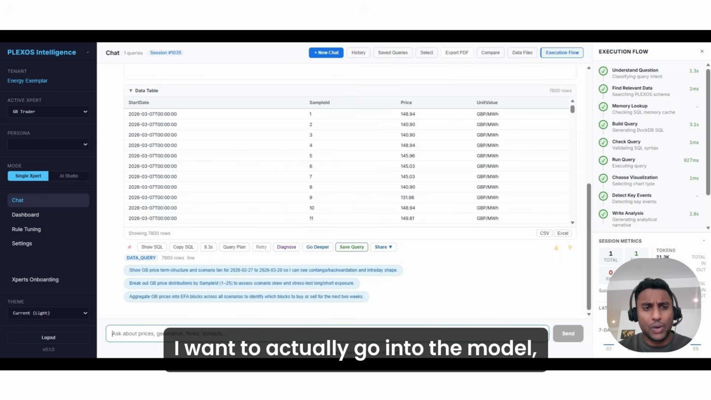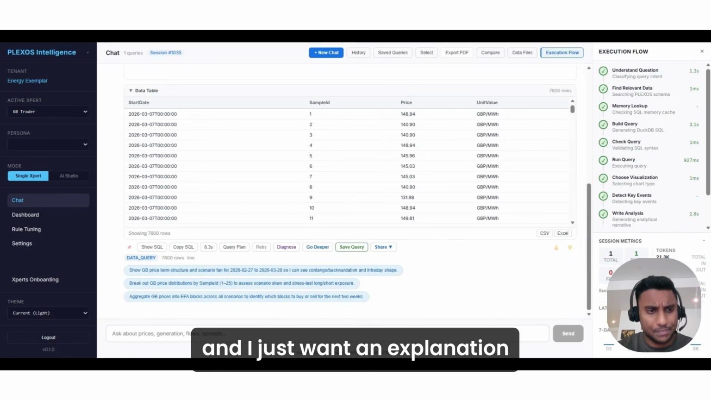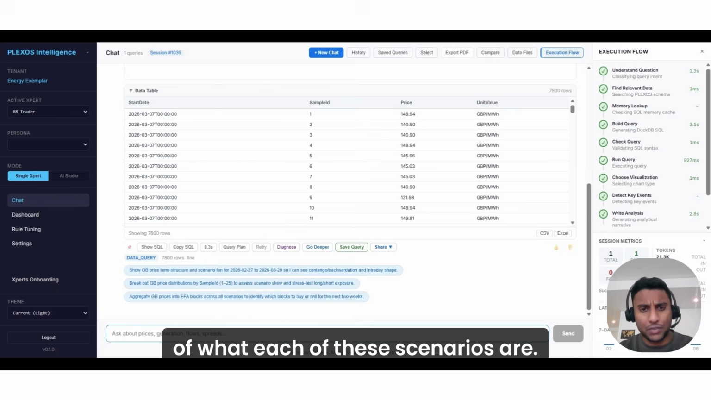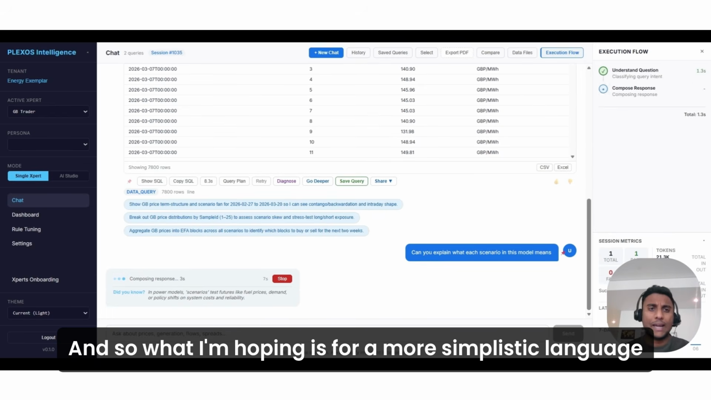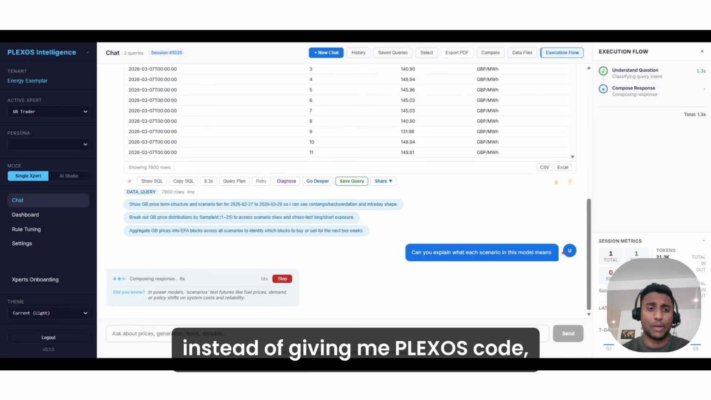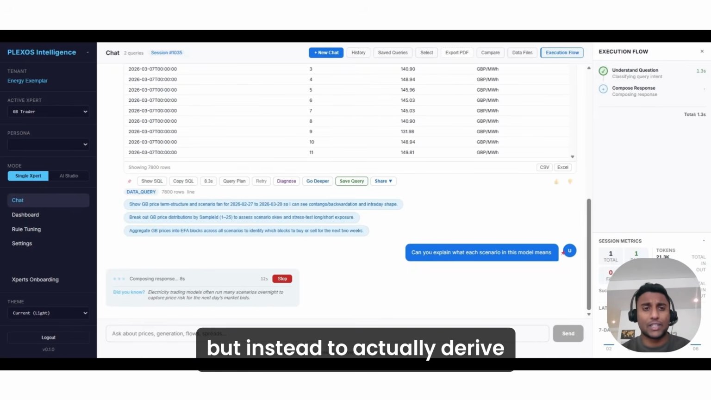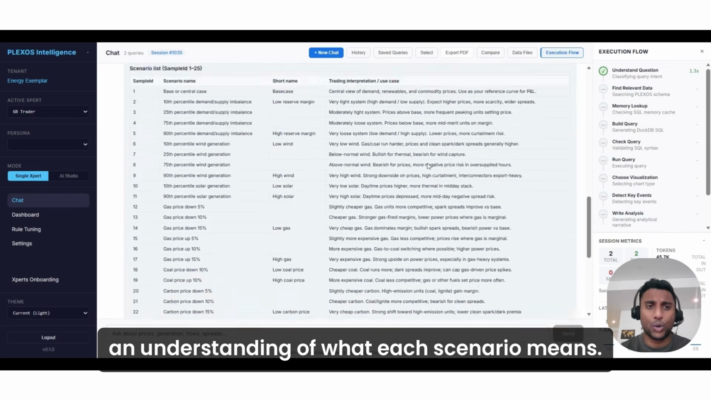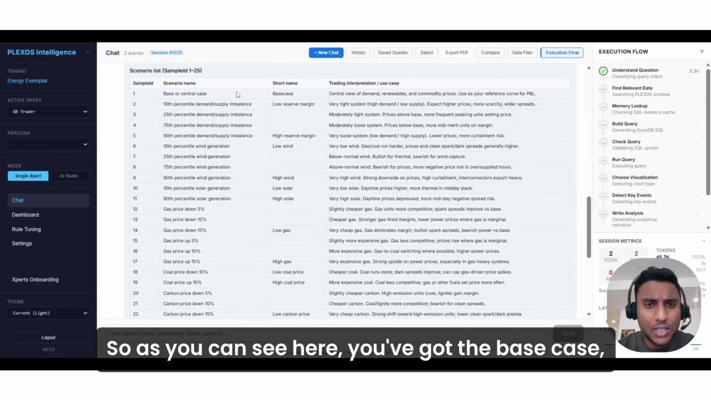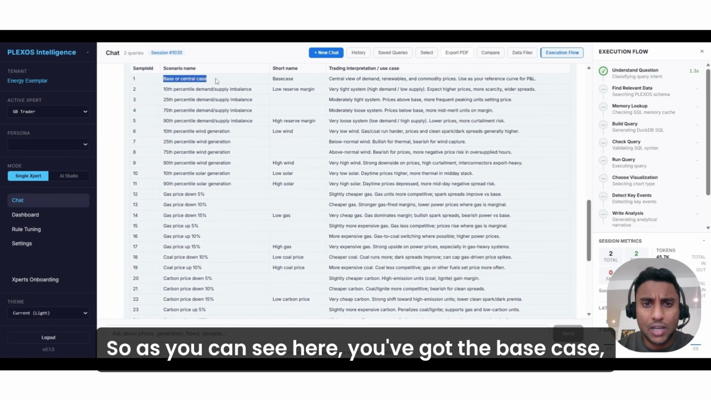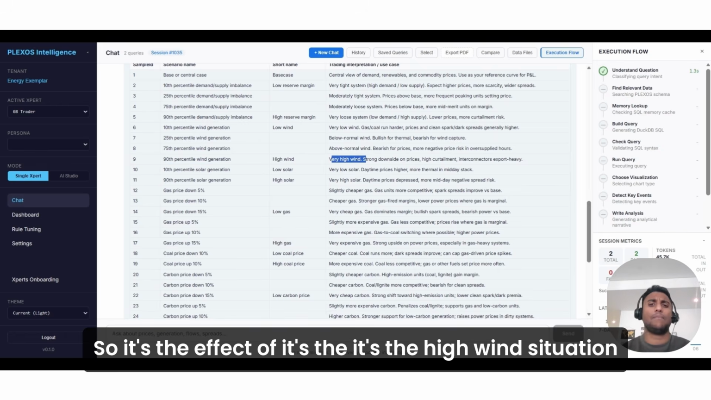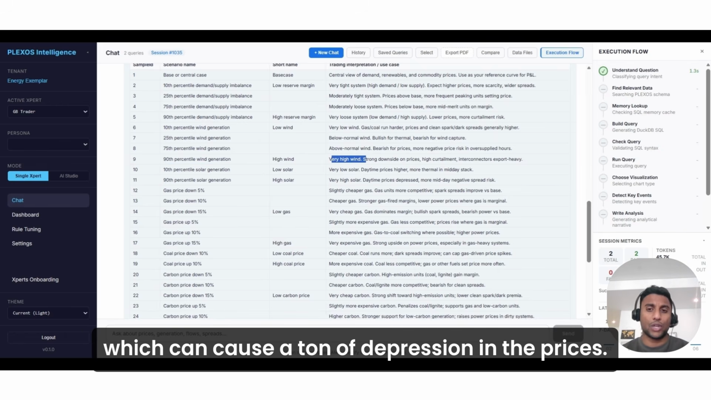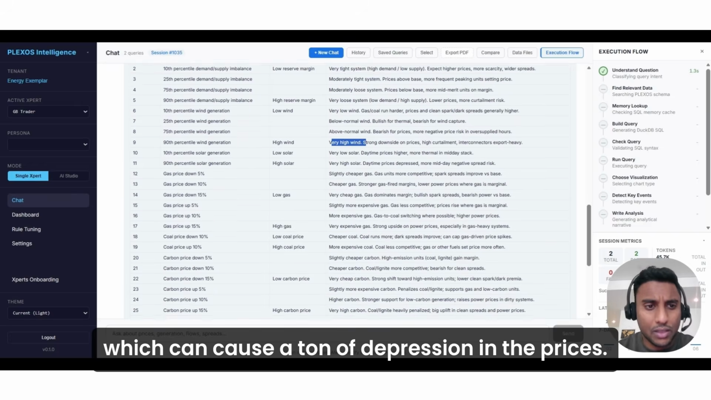I want to actually go into the model, and I just want an explanation of what each of these scenarios are. And so what I'm hoping for is a more simplistic language instead of giving me PLEXOS code, but instead to actually derive an understanding of what each scenario means. So as you can see here, you've got a base case. You've got that scenario 9, which happens to be a 90th percentile wind generation. So it's the high wind situation, which can cause a ton of depression in the prices.